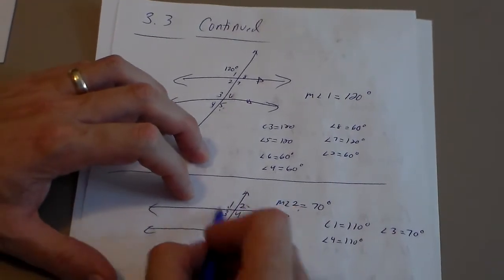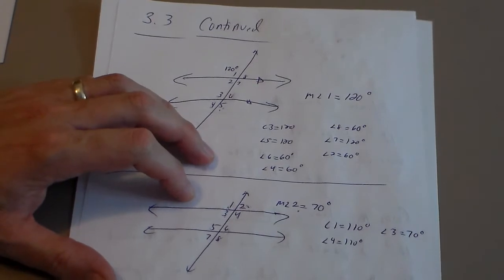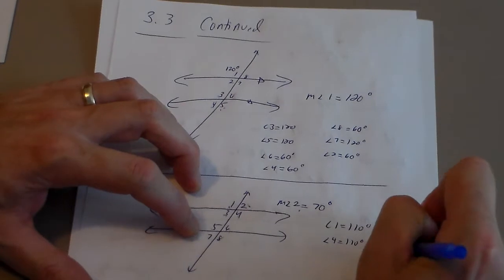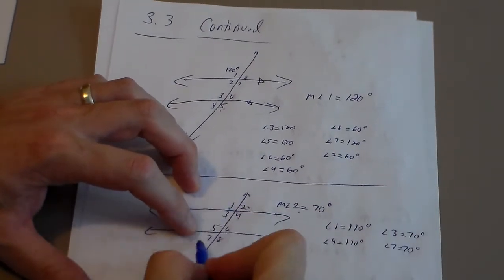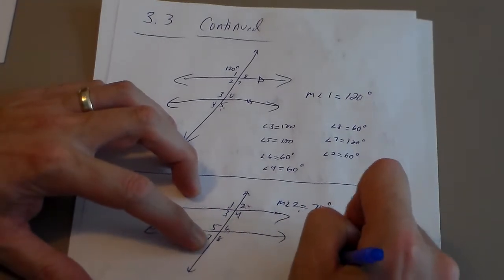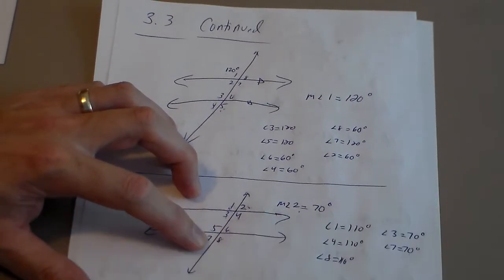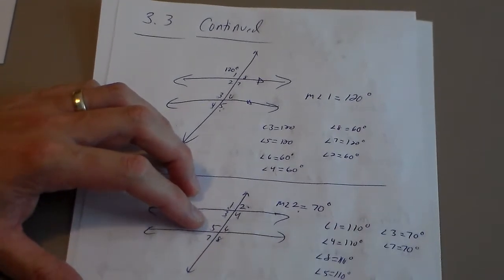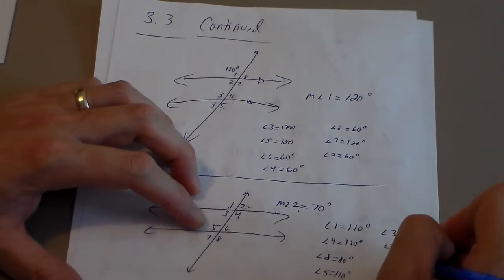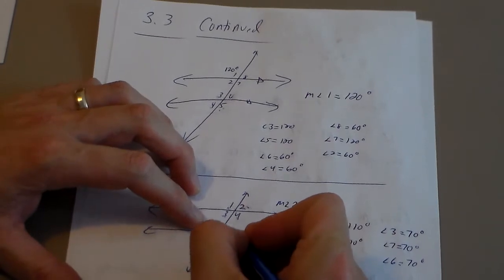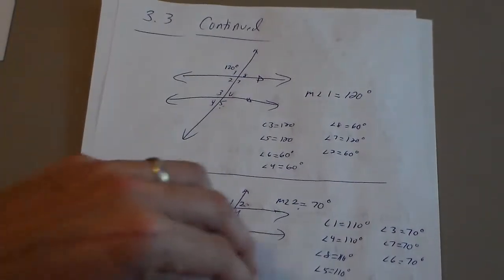So now we got to go from up top here to down bottom here. So if 2 is 70, I know that 7 is 70, because they're alternate exterior. And then if that's 70, I know that 8 is 110. And if 8 is 110, 5 is 110. And that would mean that 6 is 70, because these two are corresponding. These are consecutive interior. Lots of reasons. You could have lots of reasons for that.